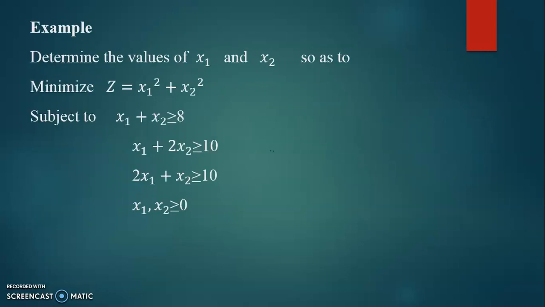Let us see an example. Determine the values of x1 and x2 so as to minimize z equal to x1 square plus x2 square subject to the constraints x1 plus x2 greater than or equal to 8, x1 plus 2x2 greater than or equal to 10, 2x1 plus x2 greater than or equal to 10, and both the decision variables x1 and x2 are non-negative.